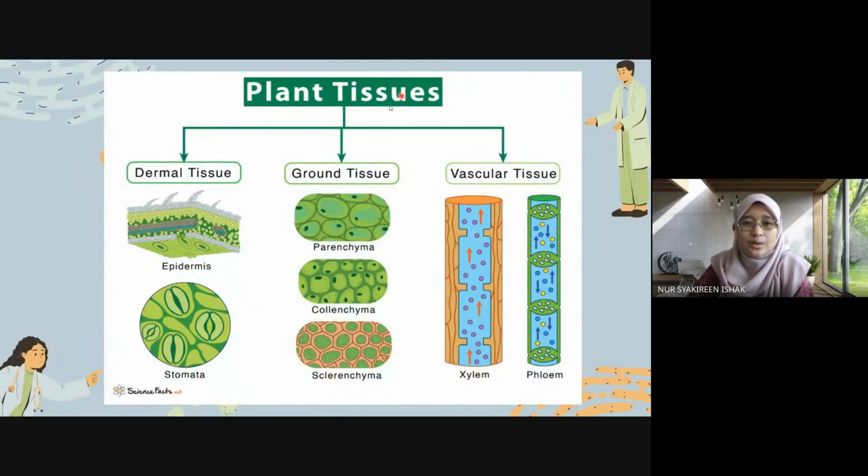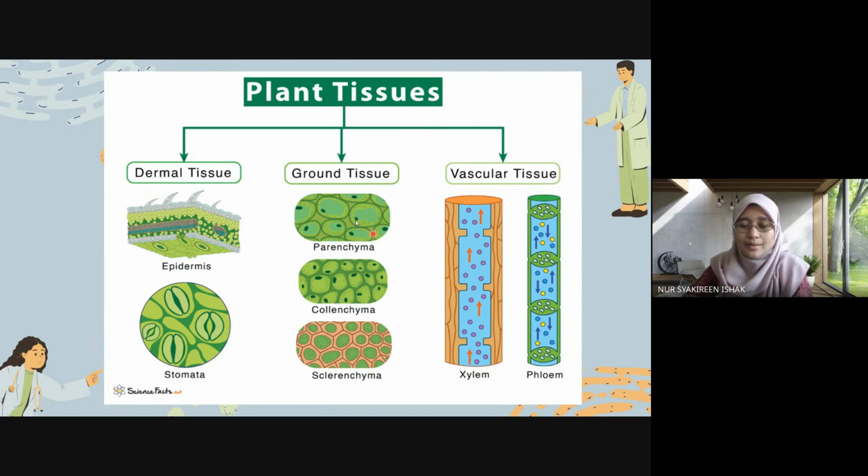So this is the dermal tissue. For example, we have here the epidermis, and at the epidermis layer we can find the stomata. Stomata is where, for example, respiratory gas will enter and exit. Depending on whether it involves photosynthesis, carbon dioxide enters, and oxygen is released as the byproduct of photosynthesis through the stomata.